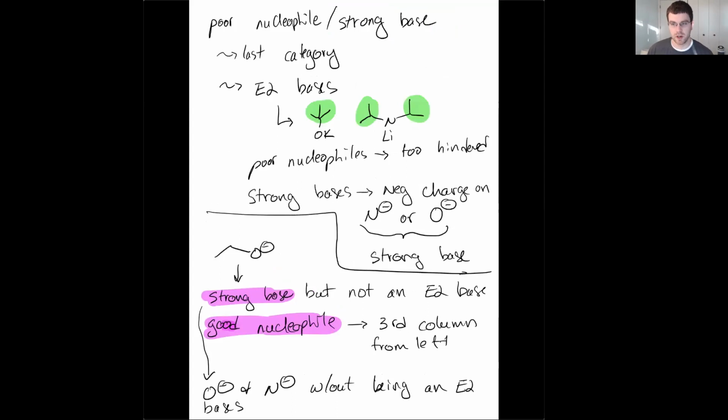So what we've done is we've covered half of the table by just understanding that if an O minus and an N minus is present, we have a strong base. Okay? What I'm going to do is flip the notes now, and we're going to look at the rest of the chart.